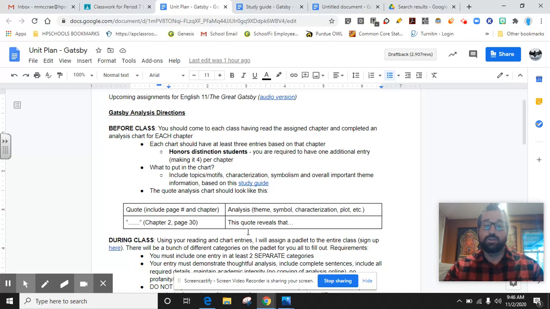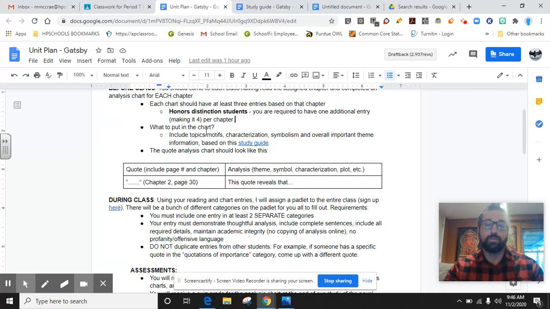Okay, what do you put in the chart? You could pick certain topics that you see, important characterization. What are we learning about a character that seems really important? Are there any symbols that keep popping up? Is there anything that suggests that one of Fitzgerald's important themes is found in this particular quote?